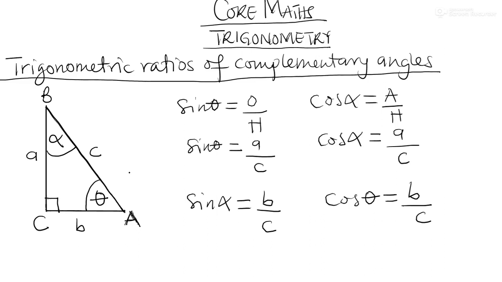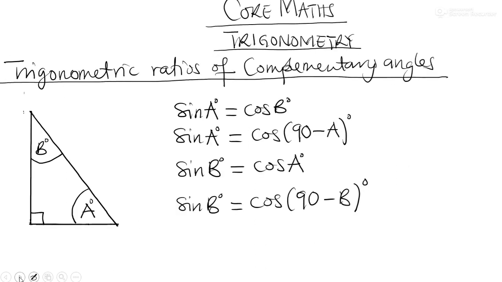Let's generalize what we've just learned. So what it means is that in every right angle triangle of this nature, sine A will be the same as what? Cos B. Sine A is the same as what? Cos B. I hope you get it.